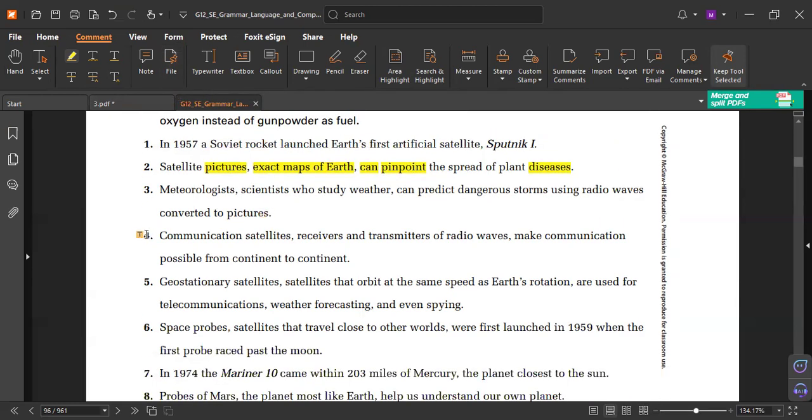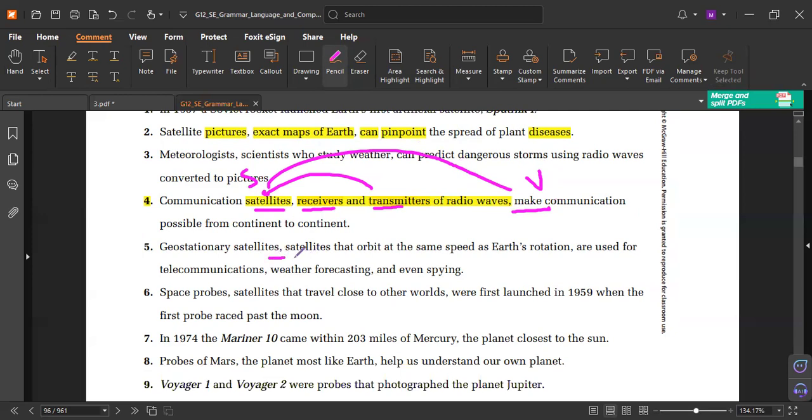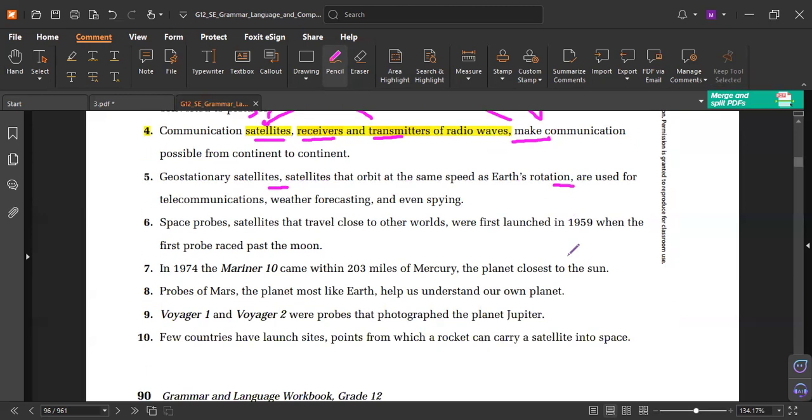Now it's your turn. Where is the apostrophe in number 4? Communication satellites, receivers and transmitters of radio waves. Two commas, all of them, between two commas. Now, do we have agreement? Yes, plural. Is it related to the meaning? Yes. And how about the slides? Agreement, correct. Yes or no? Again, comma, okay, why not? That's it. So the apostrophe can be at the beginning, the middle, or the end. It depends.